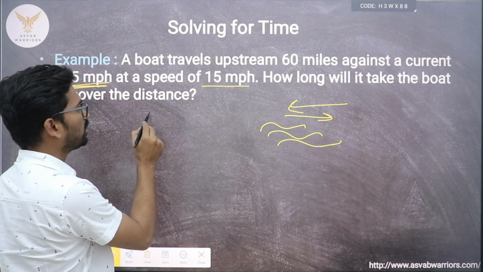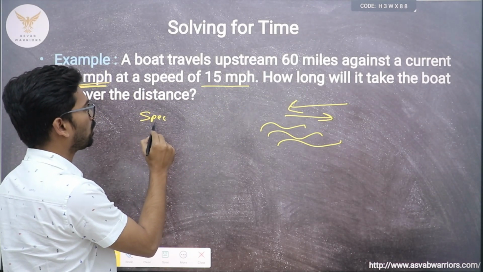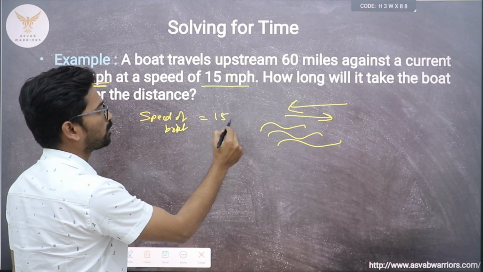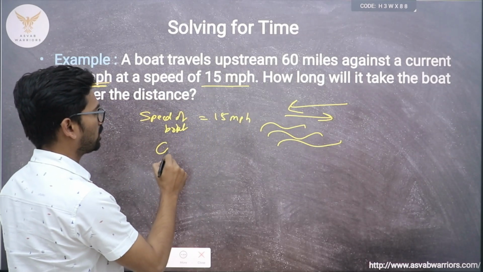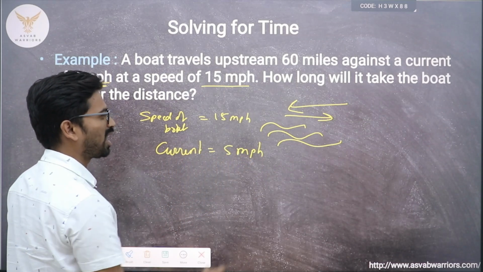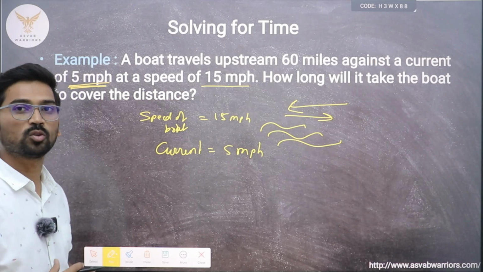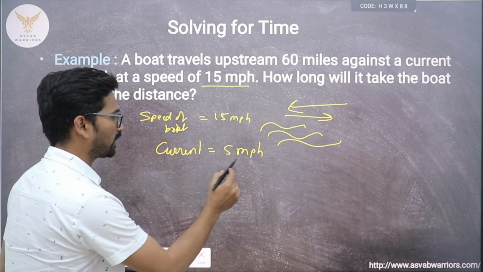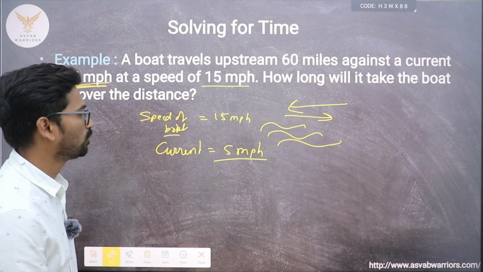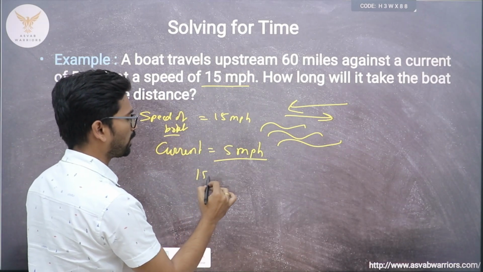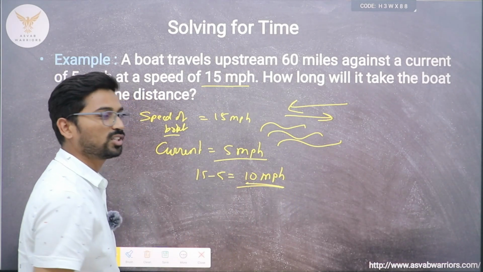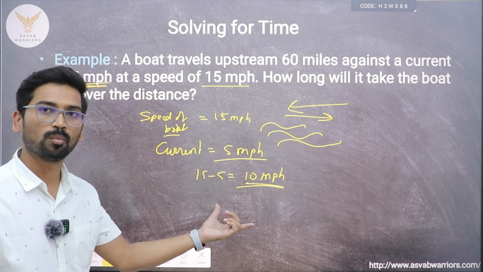Here speed or rate of boat is 15 miles per hour and speed of current is 5 miles per hour. What will be the effective speed of the boat? Because this current is obviously going to oppose the speed of the boat, we will have to subtract it. So 15 minus 5, which will be equal to 10 miles per hour. This will be the effective speed of the boat.